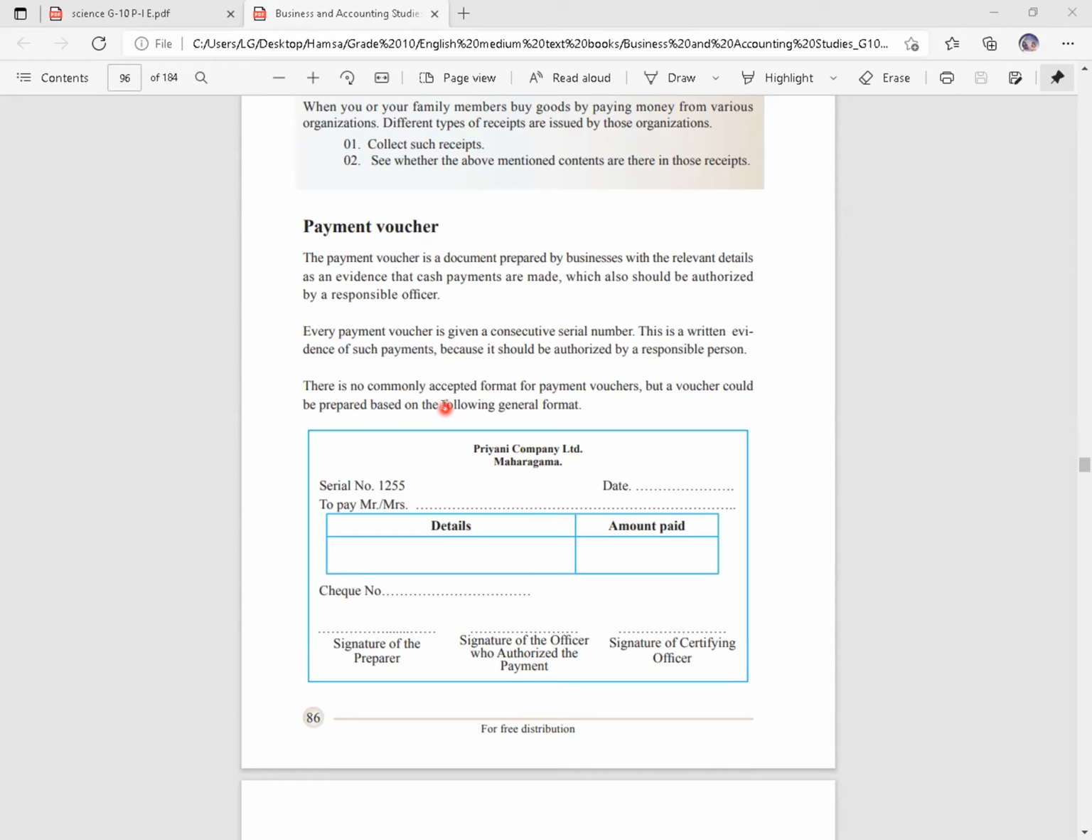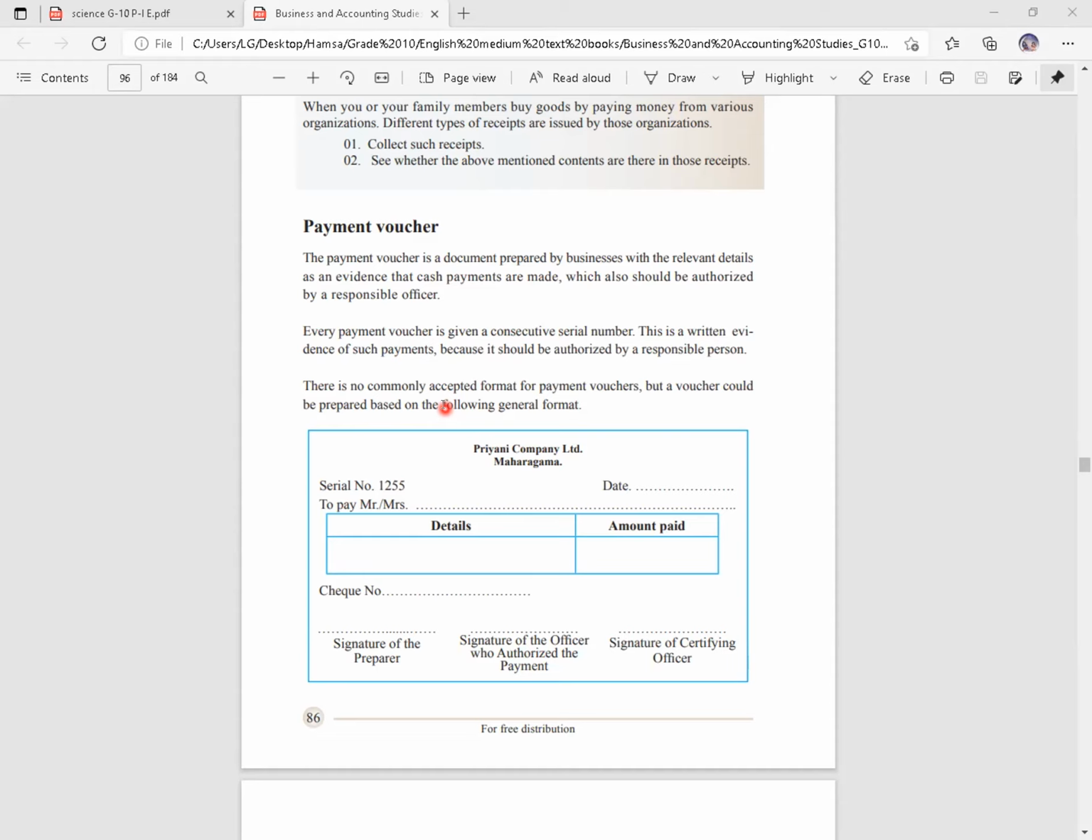Have you ever paid your electricity bill, Shanuja? No. Have you seen that your mother has paid the electricity bill? No. Okay. Does she pay in the bank or in the electricity board?